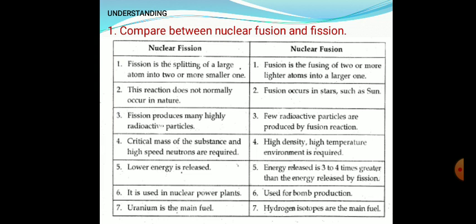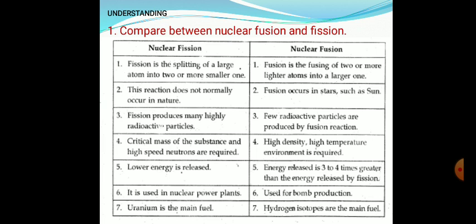Nuclear fission reaction does not normally occur in nature. Nuclear fusion occurs in stars such as the Sun. Nuclear fission produces many highly radioactive particles, and in nuclear fusion, few radioactive particles are produced by the fusion reaction. In nuclear fission, critical mass of the substance and high speed neutrons are required, and in nuclear fusion, a high density, high temperature environment is required.